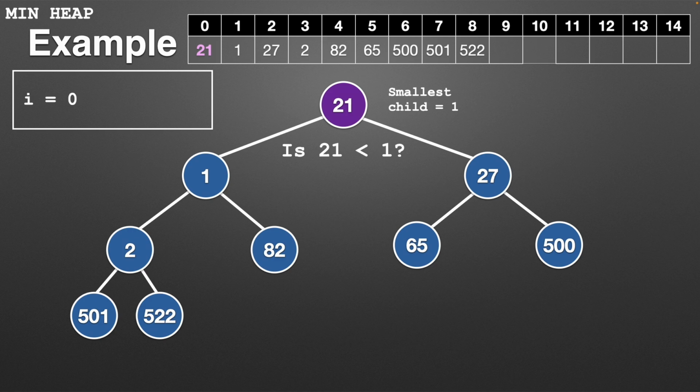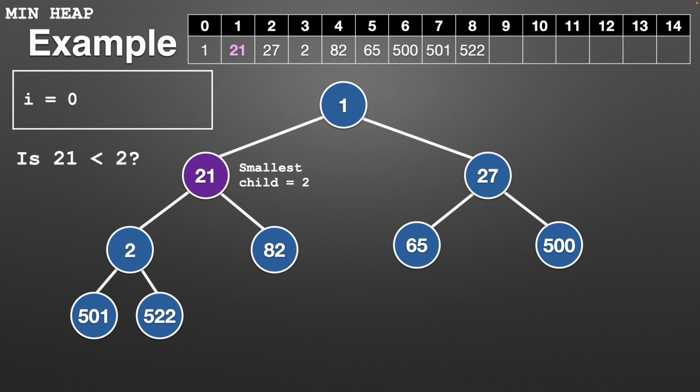And so the smallest child of the root node is 1. And we can ask, is 21 less than 1? It is not. And so we'll swap it, just like that. And now we'll need to do the same thing in this position. Its smallest child is 2. So we're asking, is 21 less than 2?